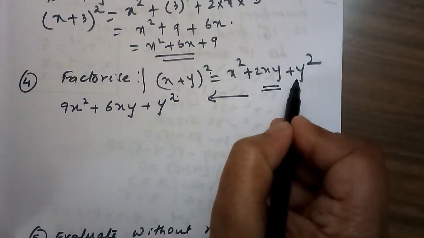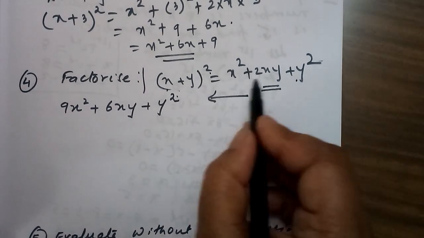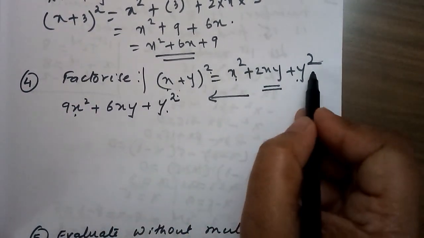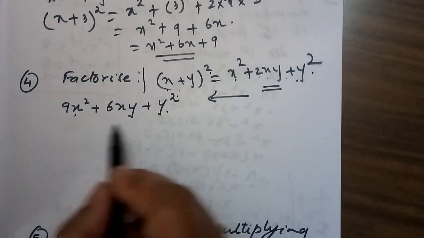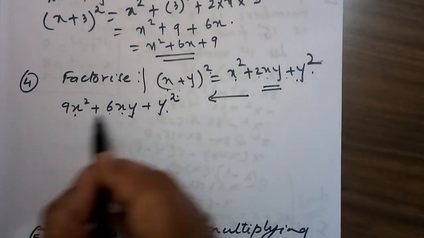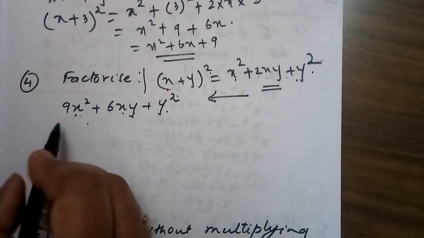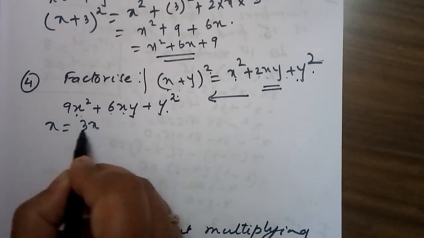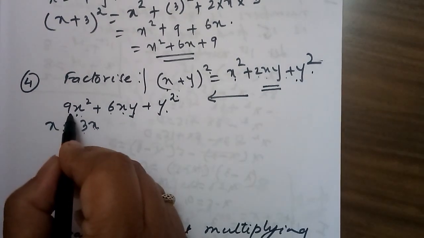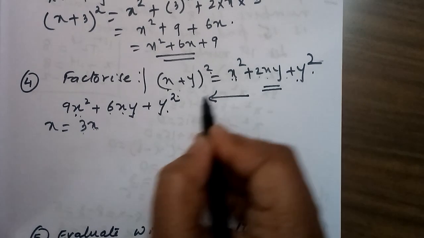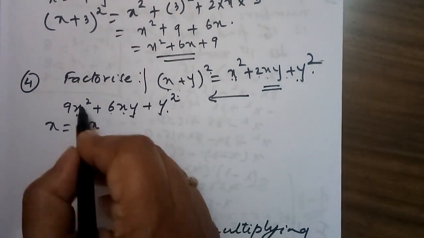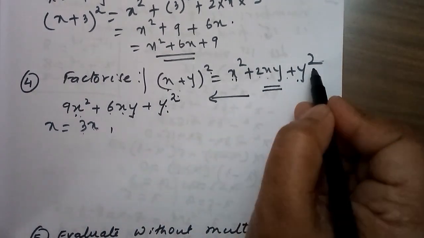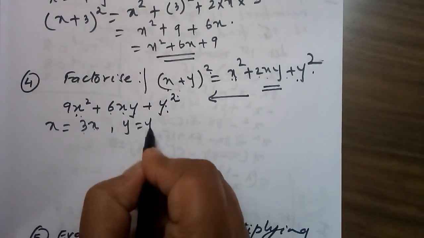Now, I go from my RHS to the LHS. Now, in place of x square, I have 9x square. In place of y square, I have y square. And in place of 2xy, I have 6xy. Now, when I compare this, I have to find out the value of x. Now, x will be what? 3x. Why 3x? Because when I am squaring this, I am getting 9x square. So, the first term is x square. How do I get 9x square? When I square up this 3x, I get 9x square. Y is square here also, y is square here also, so y remains as y.